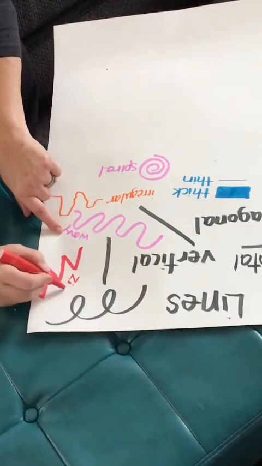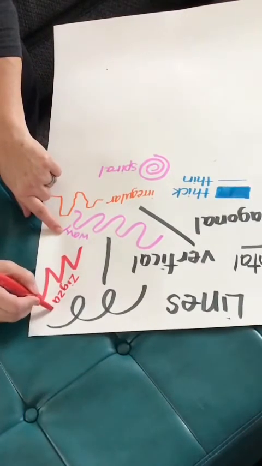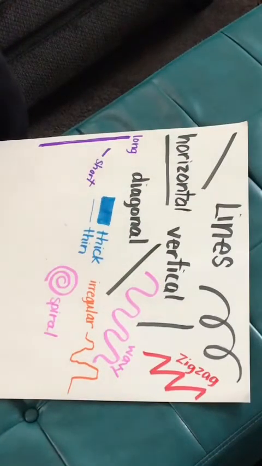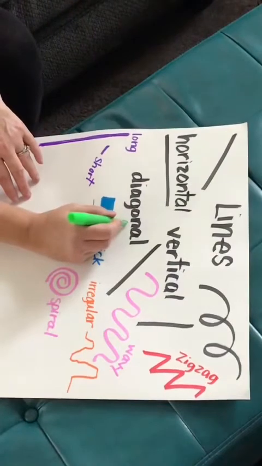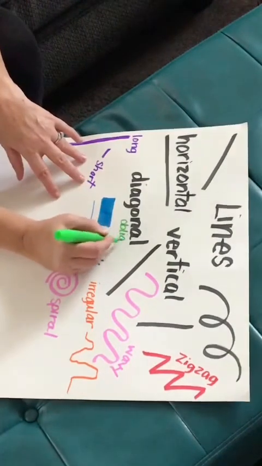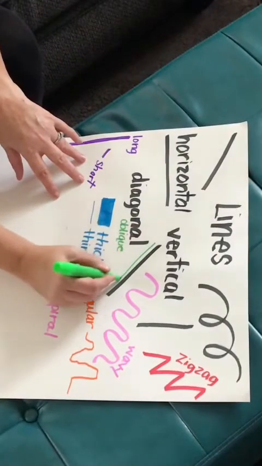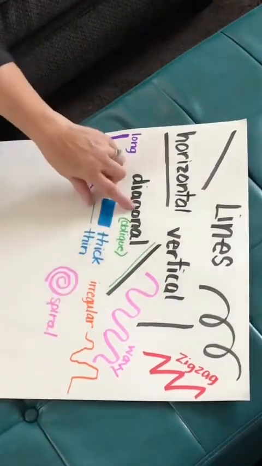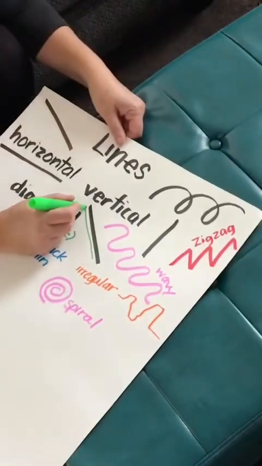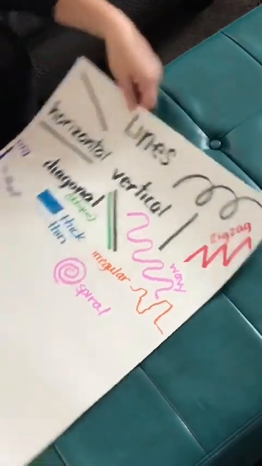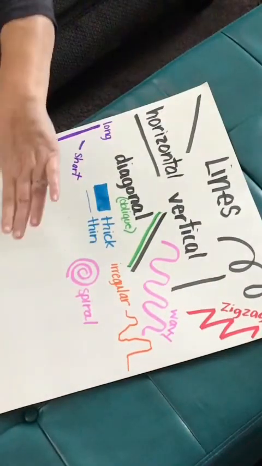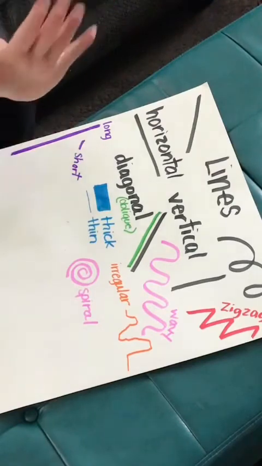Zigzag. One day when I was doing this, one of my students said, you know, the lines of a zigzag kind of look like Z's. I said, that is exactly right. Nice thinking. We can also talk about, as you get older, that diagonal also means oblique. So if it's a diagonal line, it is also known as oblique. So anything that is not completely horizontal or vertical, anywhere in between all of those areas can be oblique.